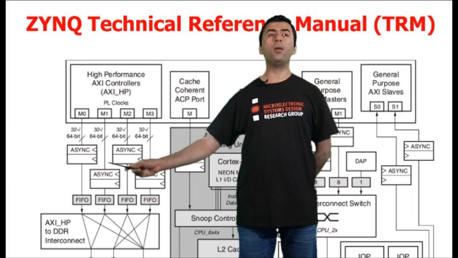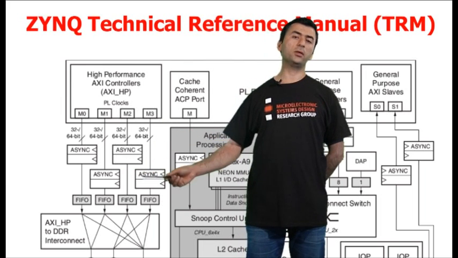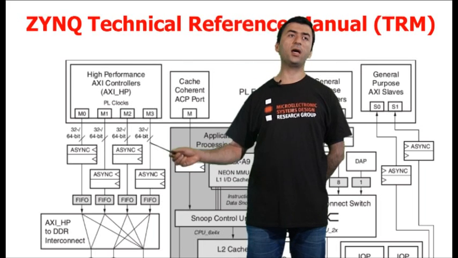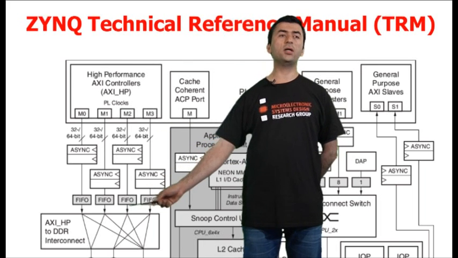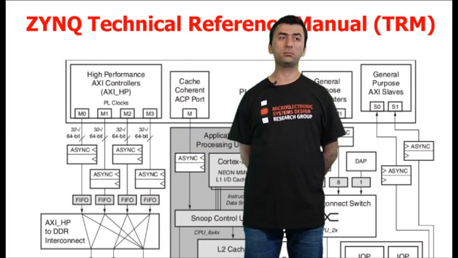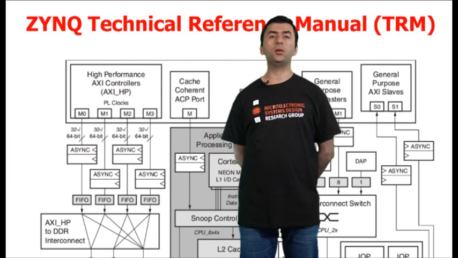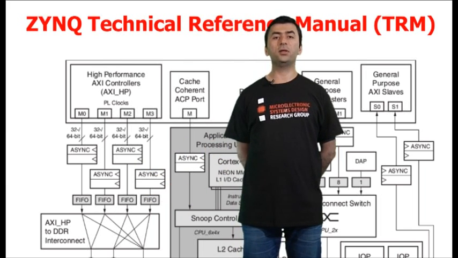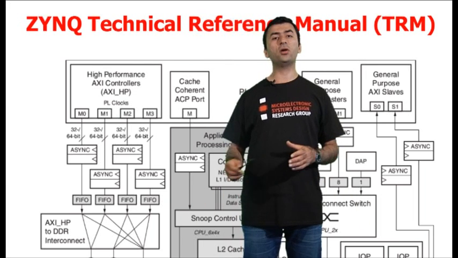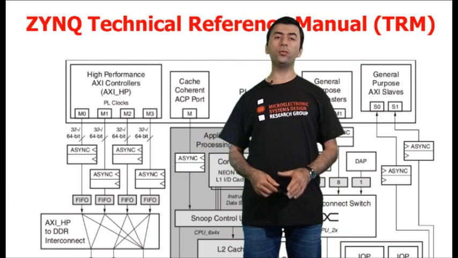So first, they are passing an async block, meaning that the clock domain can be changed. In fact, the clock which is driving the rest of the logic here is not necessarily the same clock that is driving this AXI interface here. Then we have a FIFO, which can buffer the data and the transactions, which can result in an improved performance.